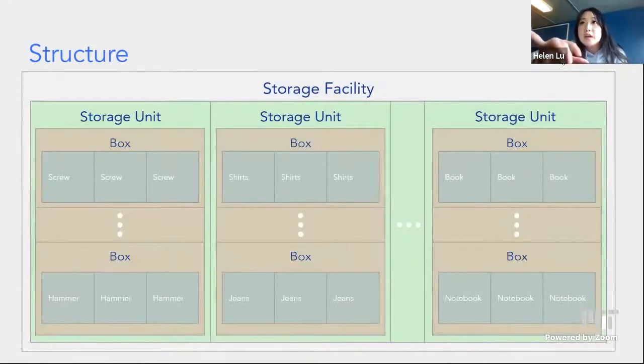Okay, so another high-level overview of the whole storage facility analogy. We have our whole storage facility, and within it we have individual storage units. Within these storage units, we have a bunch of boxes, and all of these boxes store things of the same type, right? So we have a box full of just screws, a box full of just hammers, a box full of just shirts, etc. And so we would also want our collections to have things of the same type. Again, I'll define it more clearly later on.